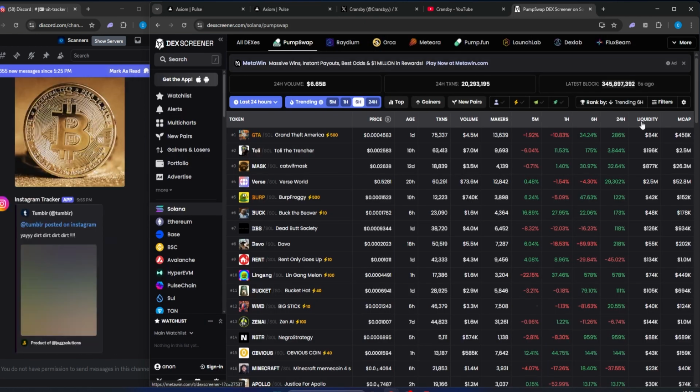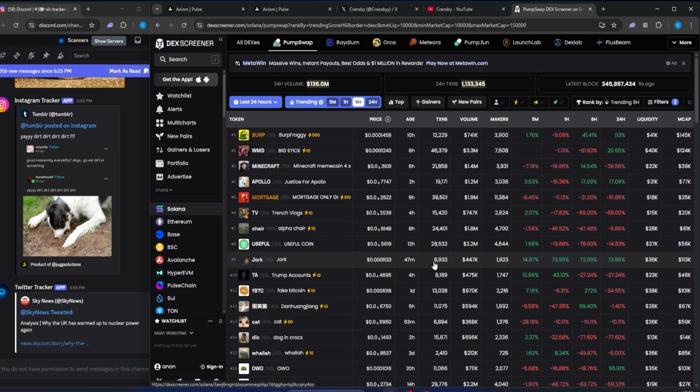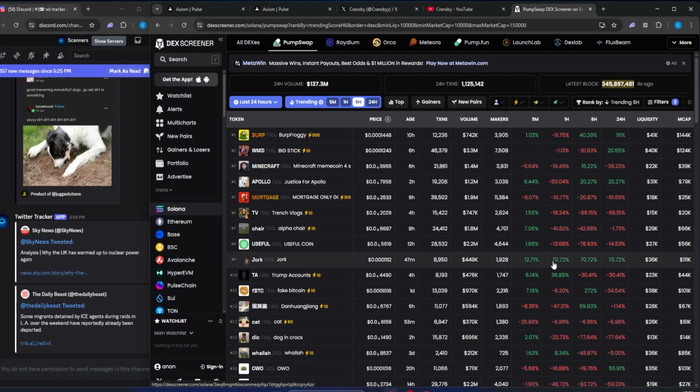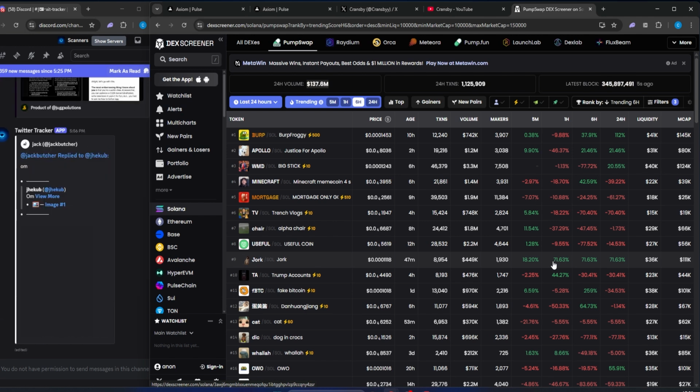Then right there you can see the filter section, which you press on and put liquidity 10k, market cap 10k, and max market cap 100 or 150k. You can play around with it if you want to, of course. The goal here is super simple. You need to look only at the 5-minute and 1-hour time frames and see which tokens have good percentages. It means those tokens have volume happening and are performing really well.